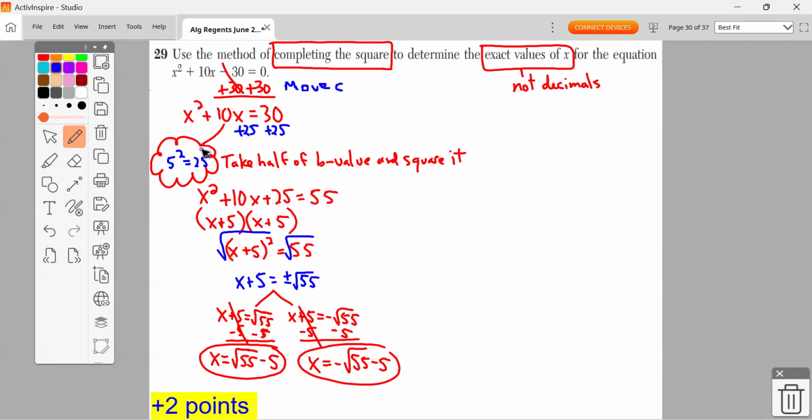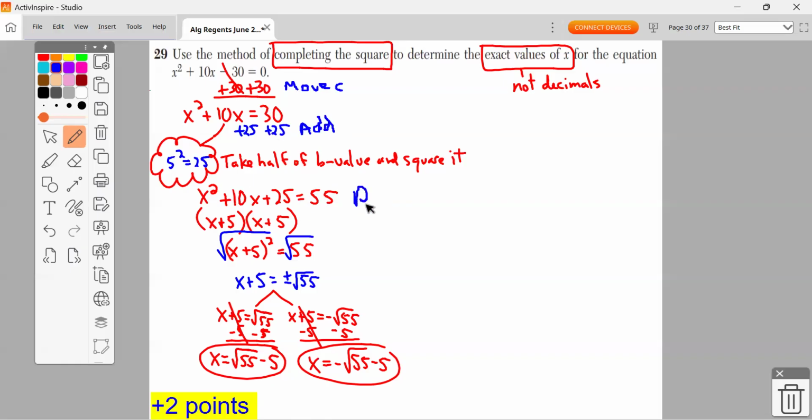Then we want to go into our thought bubble. Take half of the B value and square it. Half of 10 is 5. 5 squared is 25. Well, what do you do with that then? You add it to both sides. So we want to do plus 25 and plus 25. 30 plus 25 is 55.